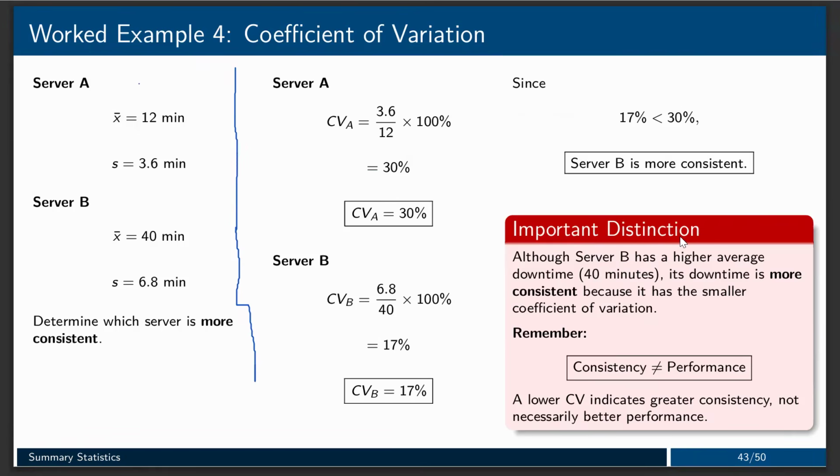Although server B has a higher average downtime of 40 minutes, its downtime is more consistent because it has the smaller coefficient of variation. So consistency is not the same as performance, right? A lower CV indicates greater consistency, not necessarily better performance.